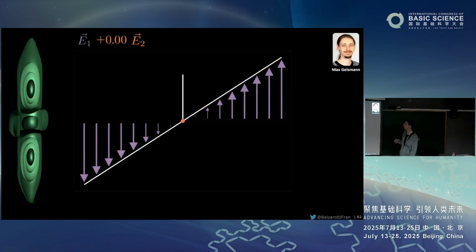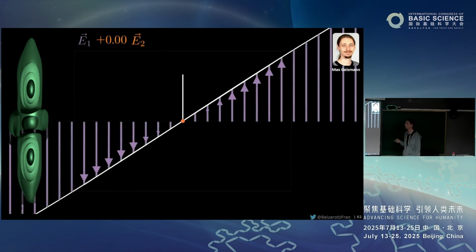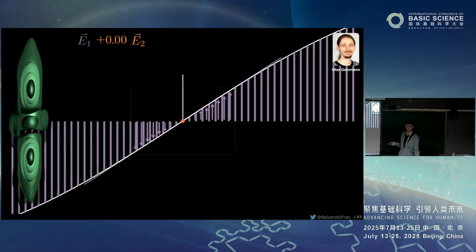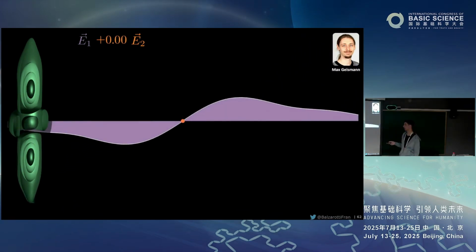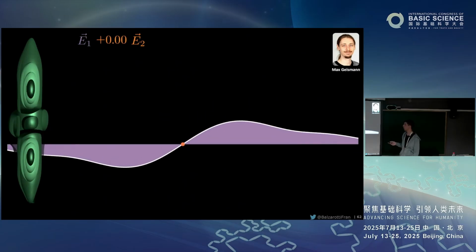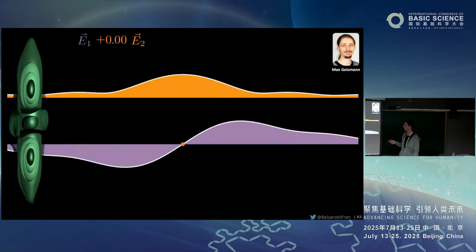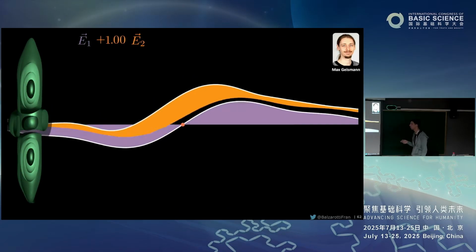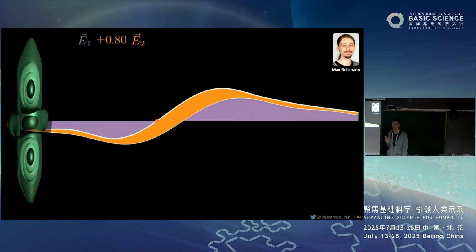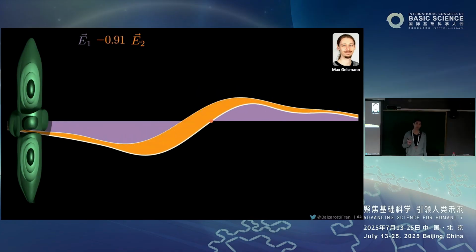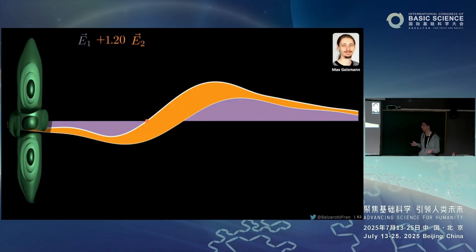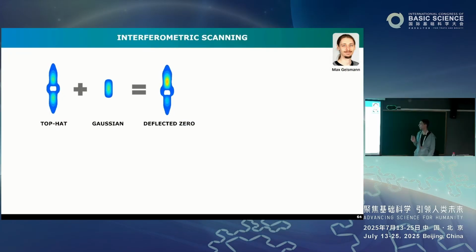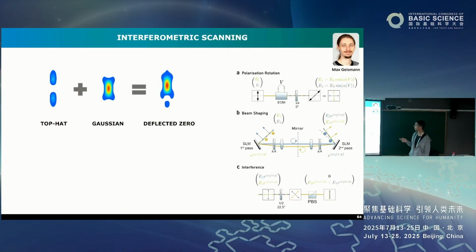So if you overlap these beams with a Gaussian beam, just directly, and this is a bit of the real profile, the coherent overlap of these beams is going to look like a bit of a deformed top hat that is going to be shifting this zero back and forth. So the only thing we have to do is to combine these two beams coherently with some control. And the way we did that was with a polarization interferometer.